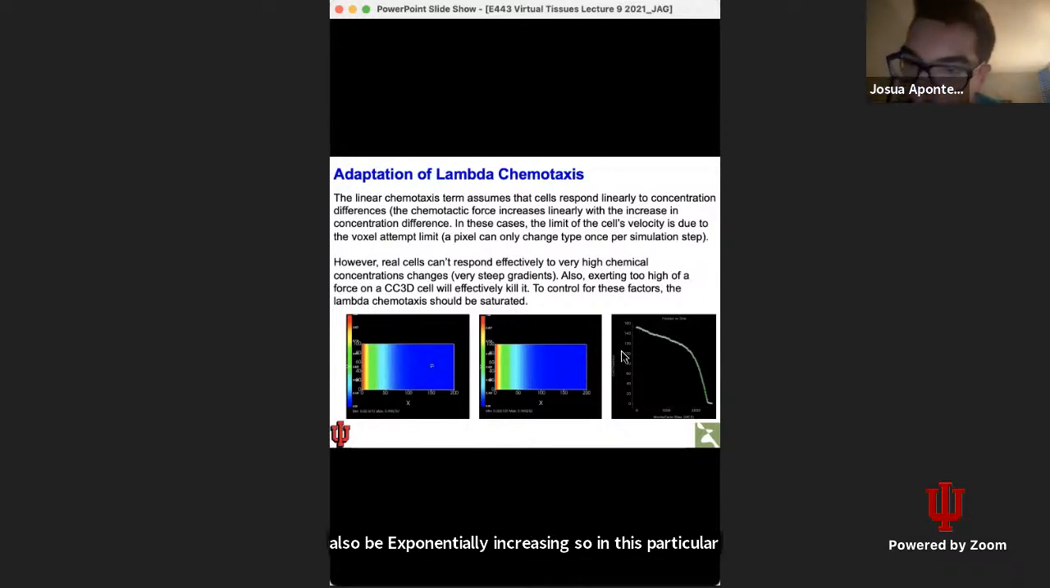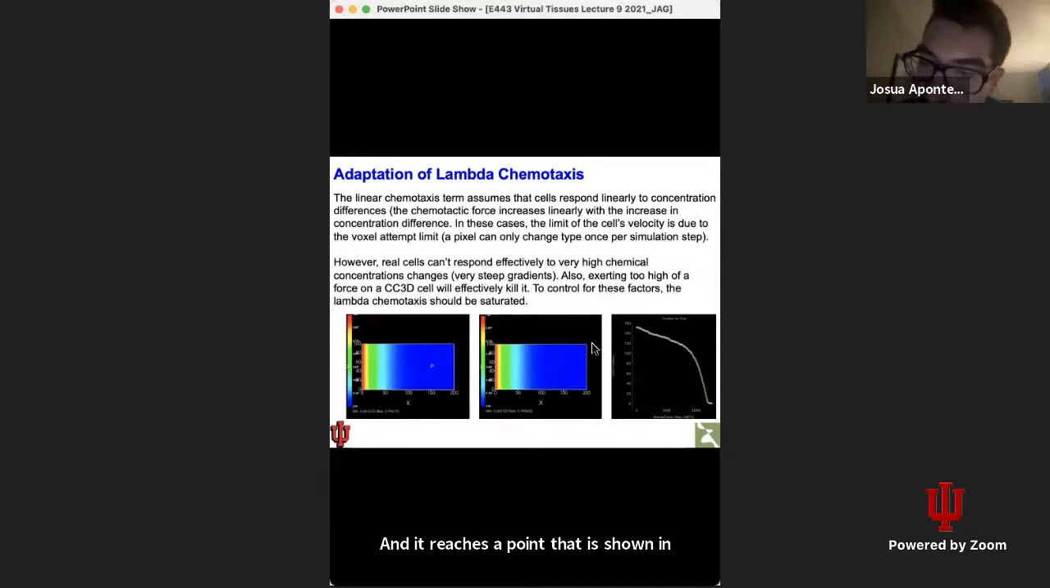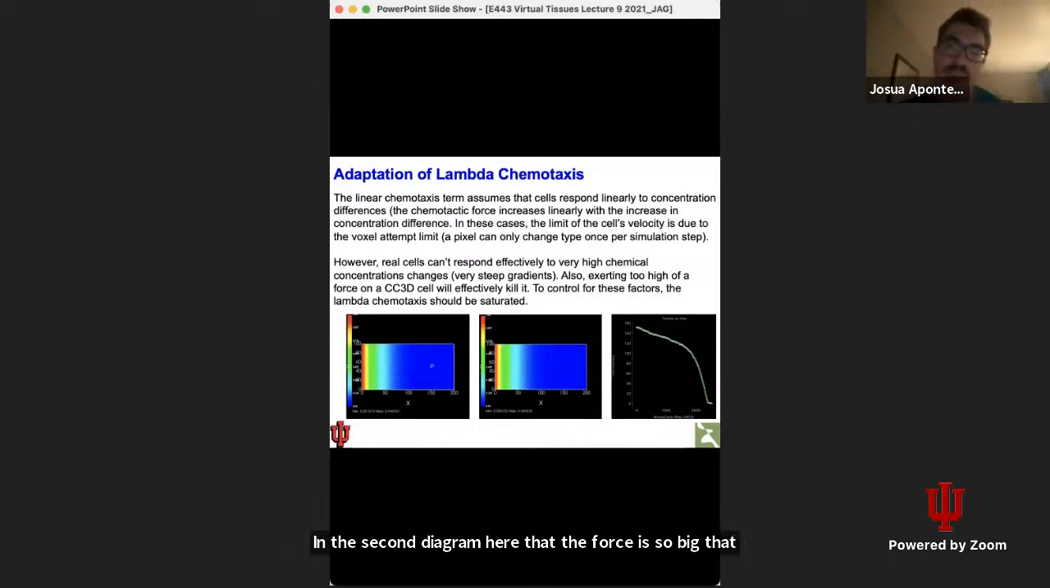In this particular example, instead of a linear gradient, I put the cell in an exponential gradient. What you can see is that as the cell moves closer and closer to the field, the speed at which the cell moves increases more and more, and it reaches a point, shown in the second diagram, where the force is so big that the cell goes poof and disappears from the simulation. That is the computational limitation of that particular implementation.